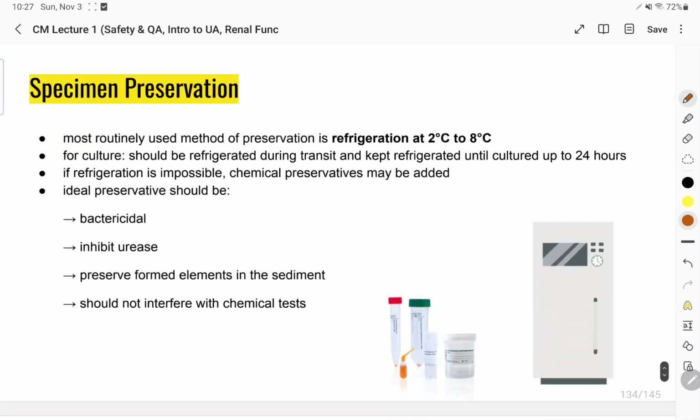Okay? So, how do we preserve a specimen if testing is delayed? The most routinely used method of preservation is to refrigerate at 2 to 8 degrees Celsius. If you want to culture it, it should be refrigerated during transit, and it should stay refrigerated until you culture it, up to 24 hours. And if refrigeration is not possible, you use chemical preservatives, okay, and the ideal preservative should be bactericidal. It should inhibit urease. It should preserve the formed elements in the sediment, and it should not interfere with the chemical tests.